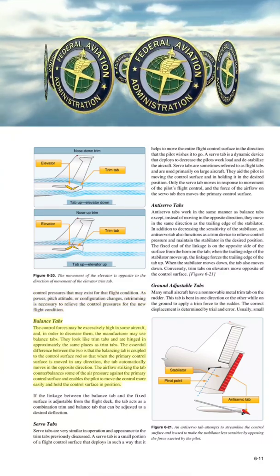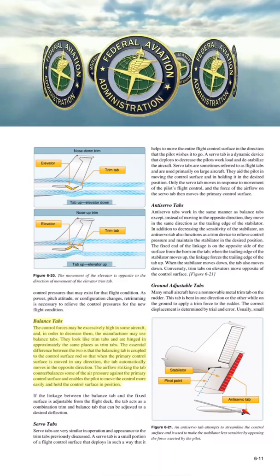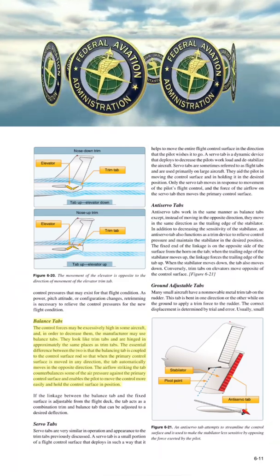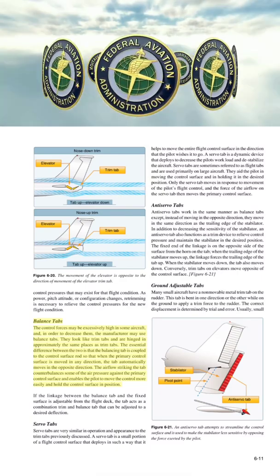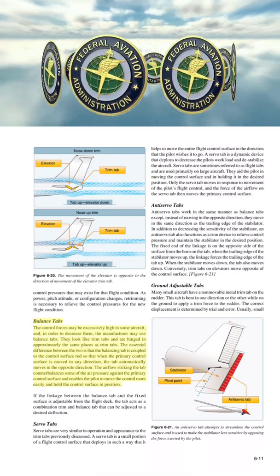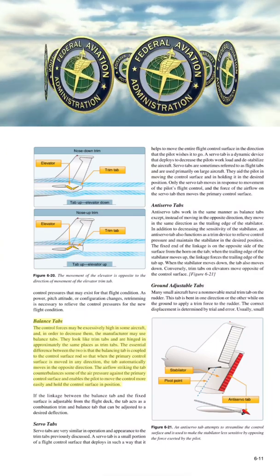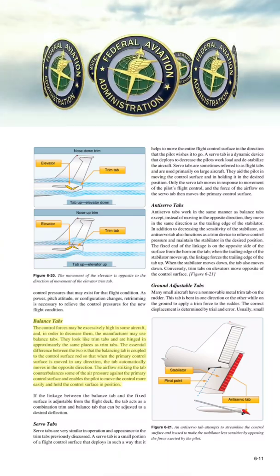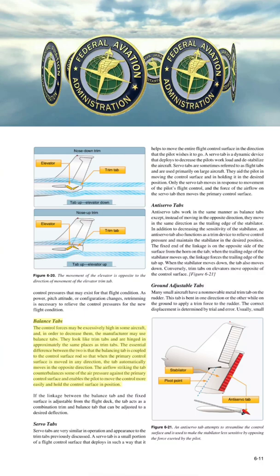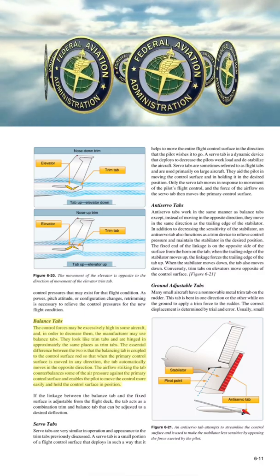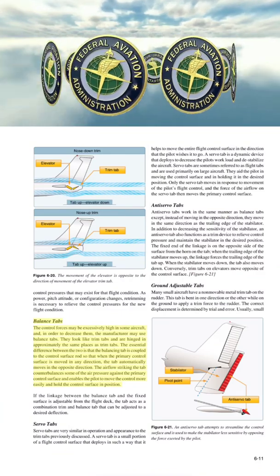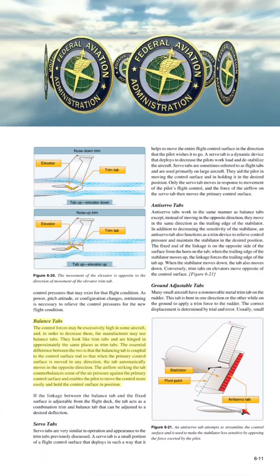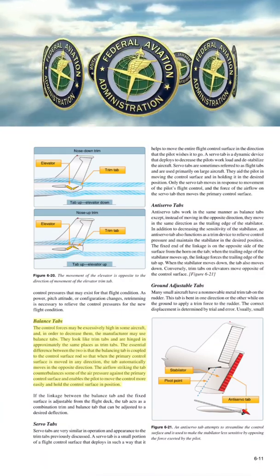Balance tabs. The control forces may be excessively high in some aircraft, and, in order to decrease them, the manufacturer may use balance tabs. They look like trim tabs and are hinged in approximately the same places as trim tabs. The essential difference between the two is that the balancing tab is coupled to the control surface rod so that when the primary control surface is moved in any direction, the tab automatically moves in the opposite direction. The airflow striking the tab counterbalances some of the air pressure against the primary control surface and enables the pilot to move the control more easily and hold the control surface in position.